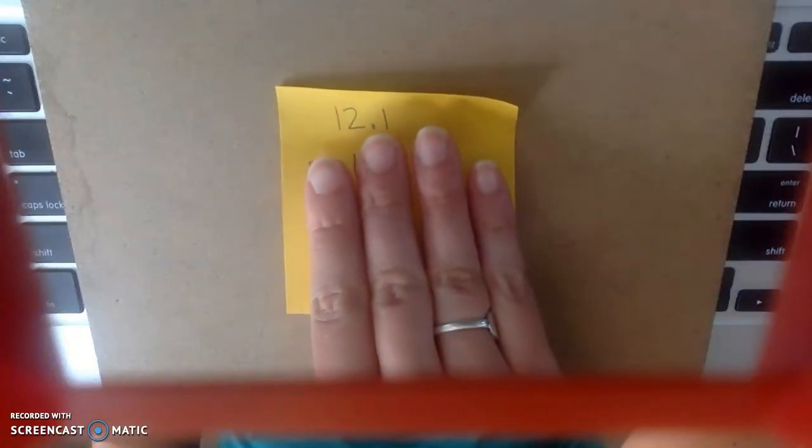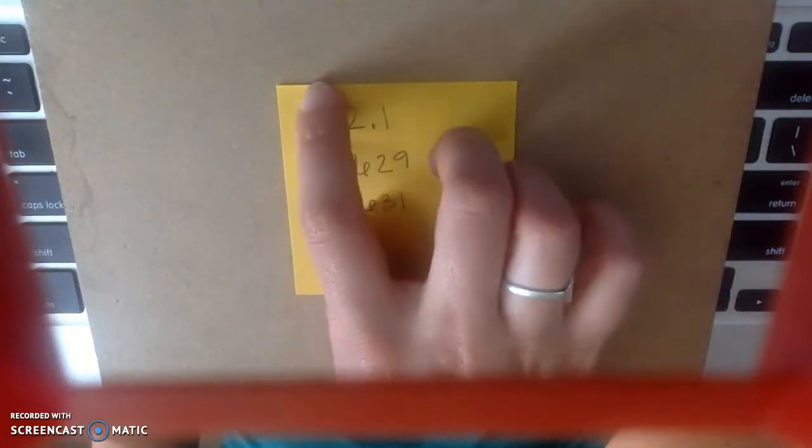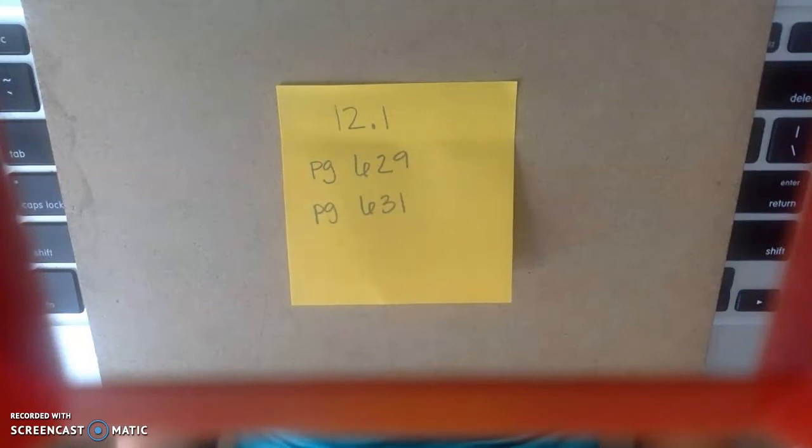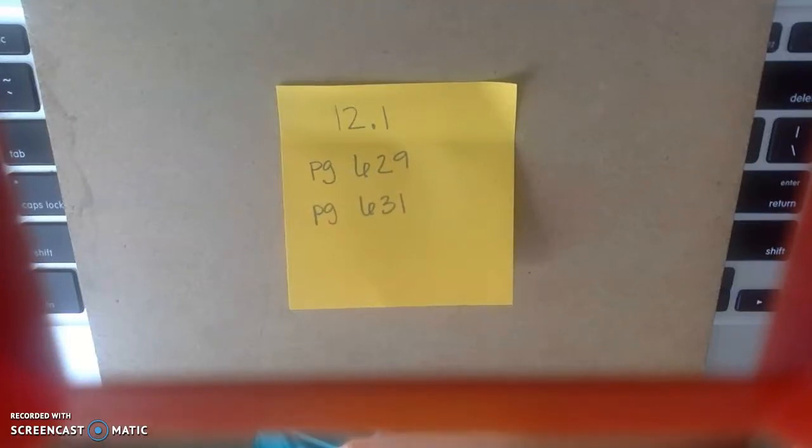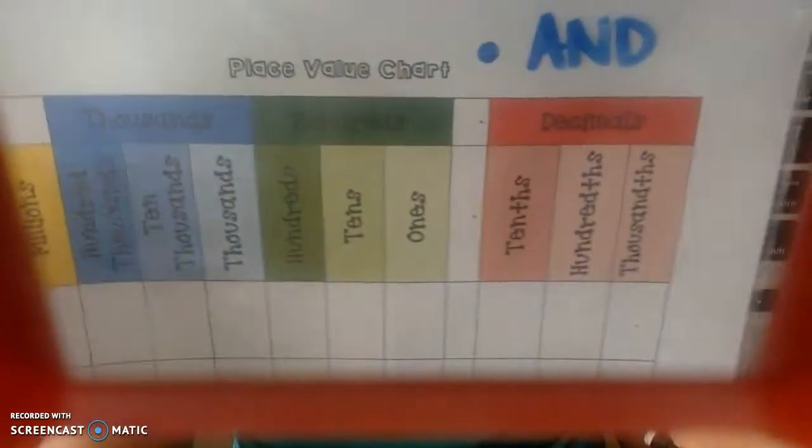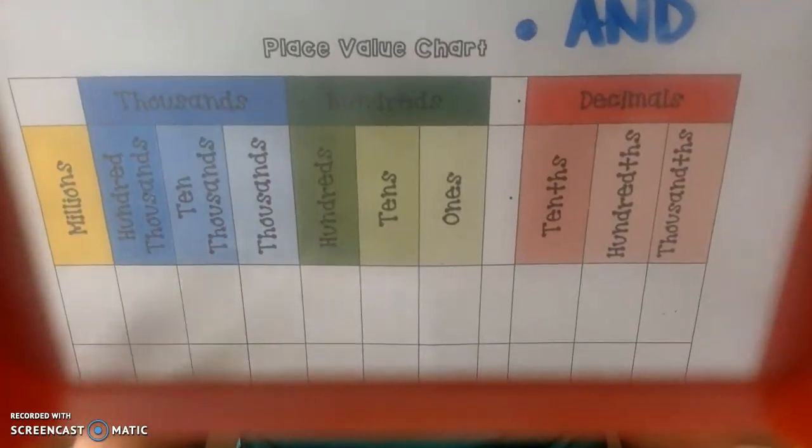Hey there, kiddos. This is going to be lesson 12.1, and I need you to get out 2 pages for me. Please get out page 629 and page 631. Those are the 2 pages that you'll need for today. Go ahead and grab a pencil, and we will get started. So what I'm going to start with first is a review of our place value chart.